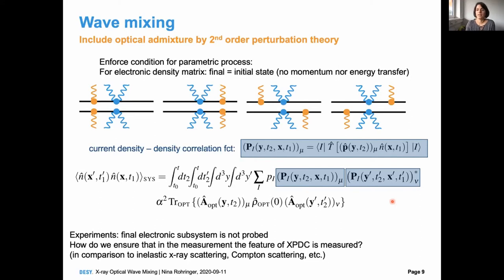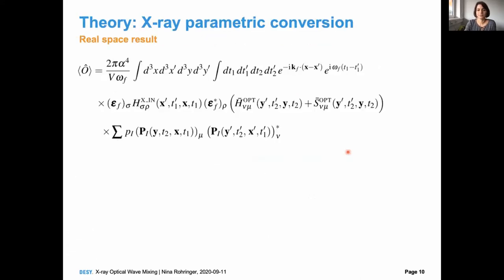Meaning that in these kinds of parametric processes, X-ray optical wave mixing processes, we probe a current density-density correlation function of the material. So unlike the phenomenological treatment that proposed that one could observe the mere oscillatory density of the system or this optically responsive valence electron density, we see that the real object that one probes by this process is a current density-density correlation function. And by putting all the pieces together, one can get a full expression for the output yield.